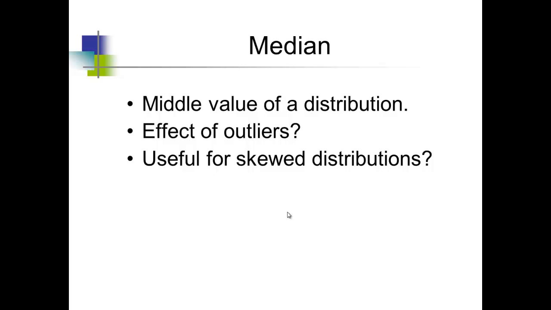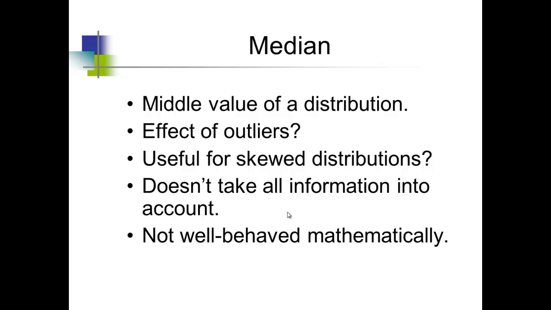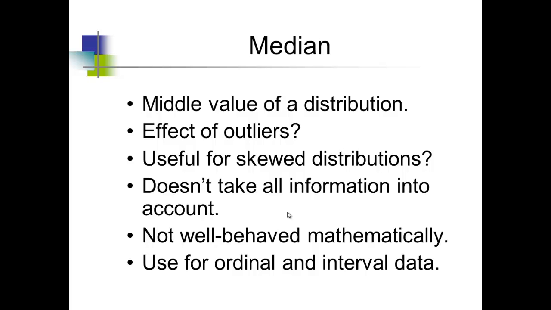It usually doesn't take all the information into account. It basically just relies on the fact that there's 50% of the observations above and 50% below a certain level. It's not well behaved mathematically. It's kind of a pain to calculate. If you don't have the ability to sort your data, it will be difficult to find this. But it is useful for ordinal and interval level variables.